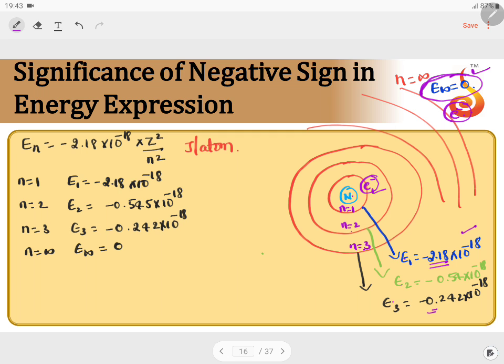Therefore, as we move away from the nucleus, definitely the energy of the orbits increases. And wherever the electron has the lowest energy state, that state we call the ground state. This ground state is said to be stable for any electron.